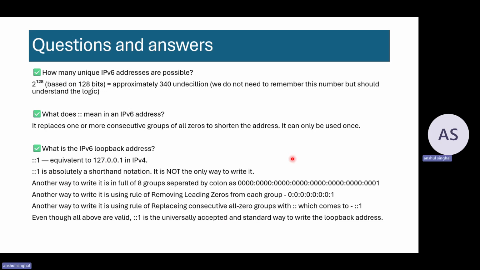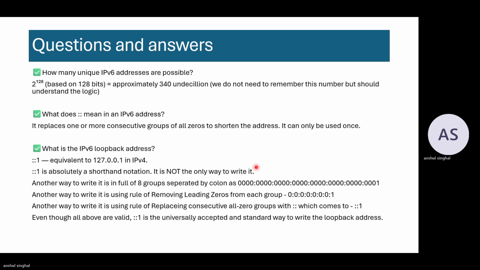Now moving on to the previous question: what does :: mean in an IPv6 address? It's just a shorthand notation, because we have replaced one or more consecutive groups of all zeros to shorten the address. And one more important rule is that it can only be used once.